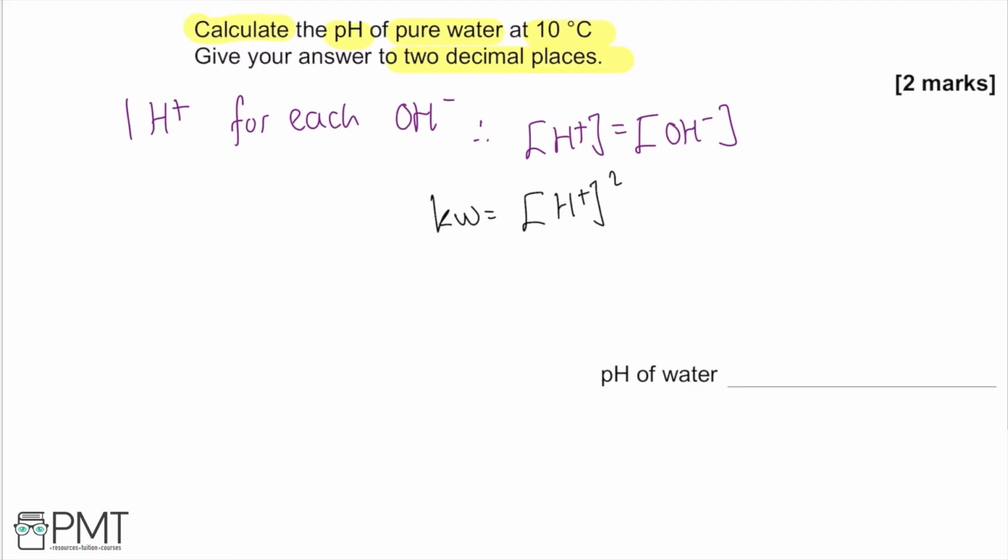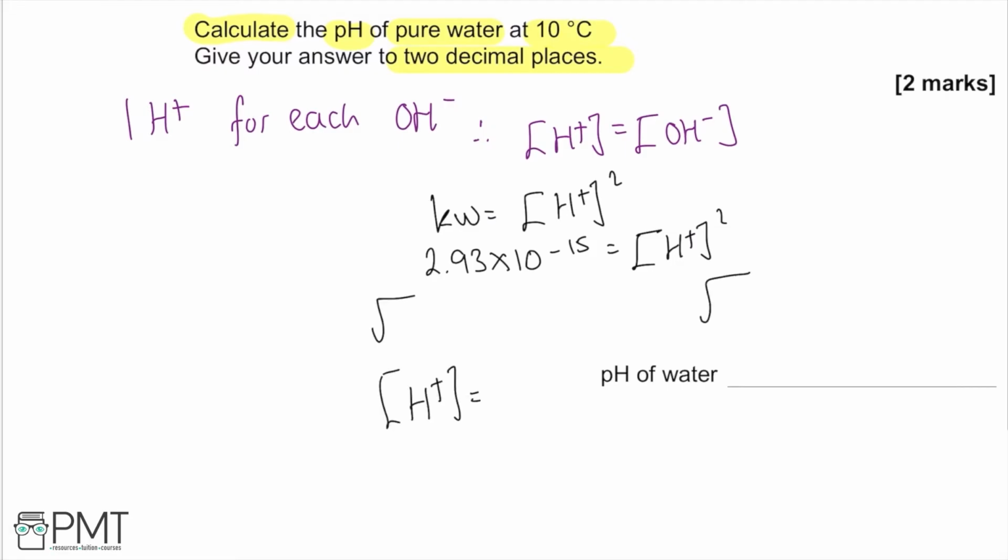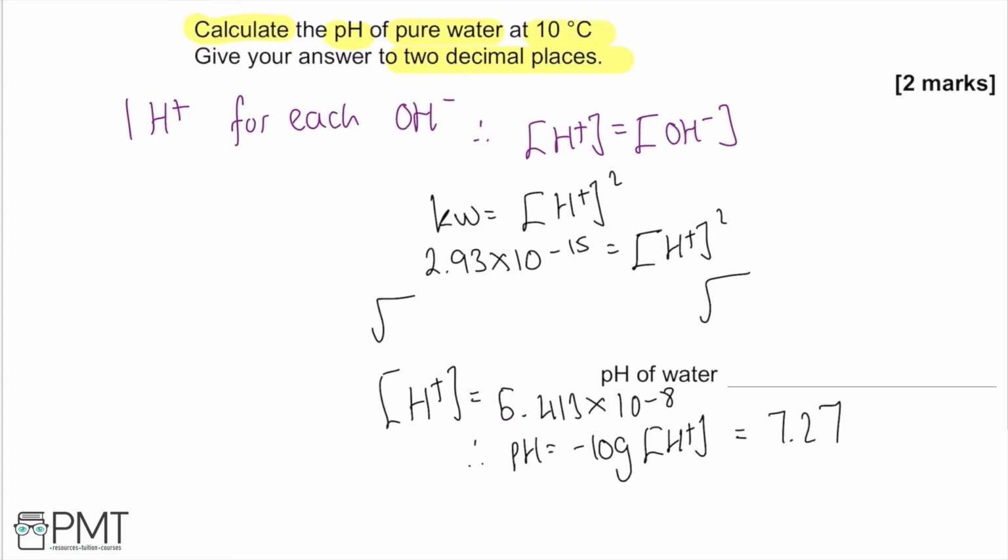So if we sub in values, we will have 2.93 times 10 to the minus 15 equals the concentration of H+ squared. And if we square root both sides, we will get a value for H+, which gives us 5.413 times 10 to the minus 8. And then if we use the pH equation of pH equals minus log of H+, we should get an answer to 2 decimal places of 7.27.